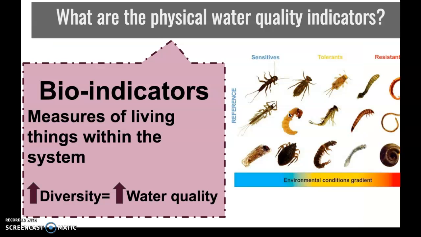And our last physical indicator, which you need to add to the top, is bioindicators. It's a measure of the living things within the system. Better diversity usually leads to better water quality.